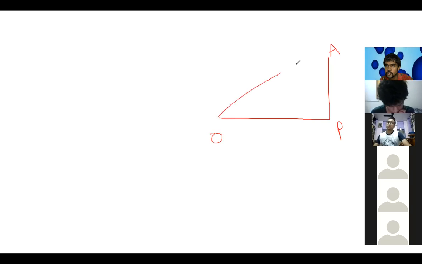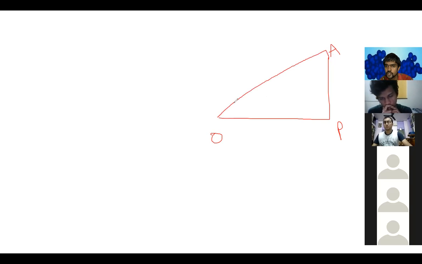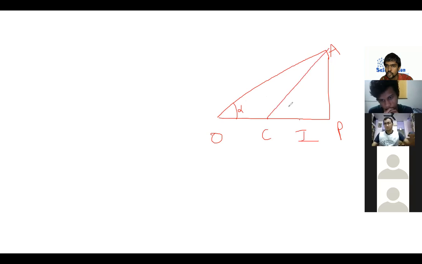If my alpha is very small, can I approximate it to be sine alpha? Limits you learnt, no? When x is very small, x is almost equal to sine x. So my alpha, I can approximate it to be sine alpha.